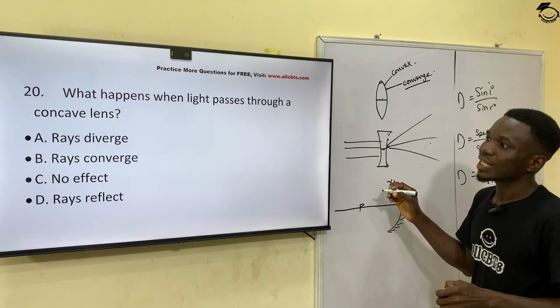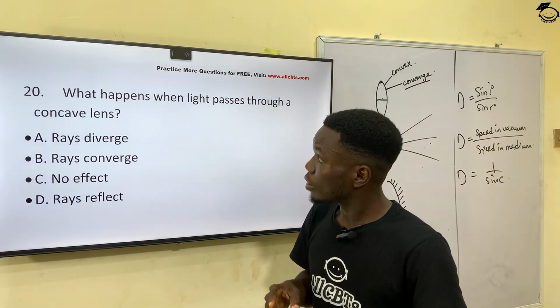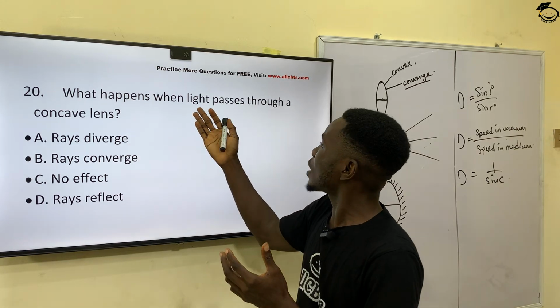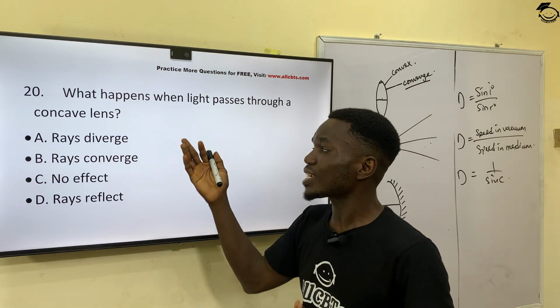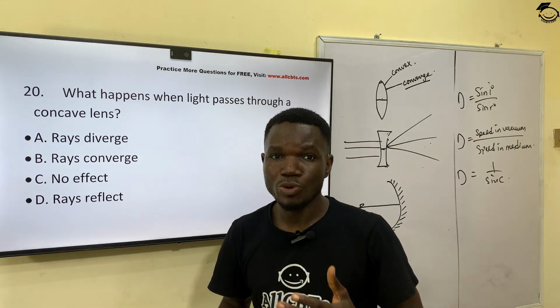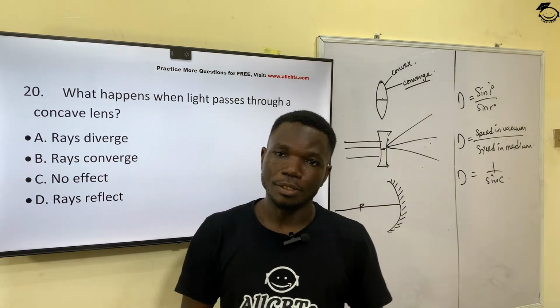And that is, they are going to diverge. So when light passes from the normal traveling pattern, which is the parallel ray, and passes through a concave lens, the rays will diverge. So the correct answer is option A.